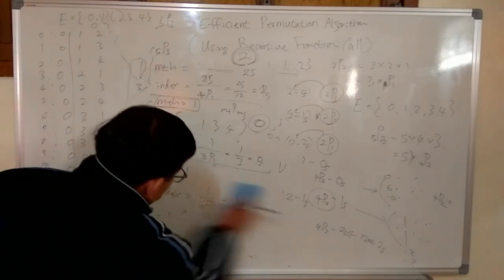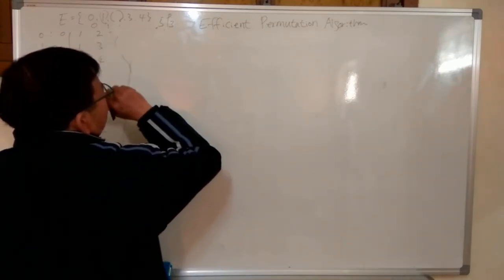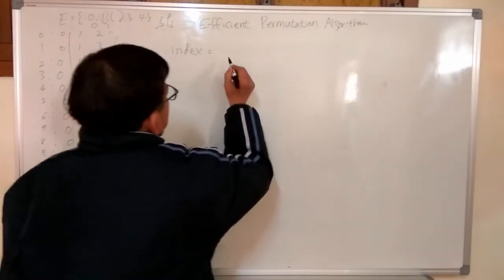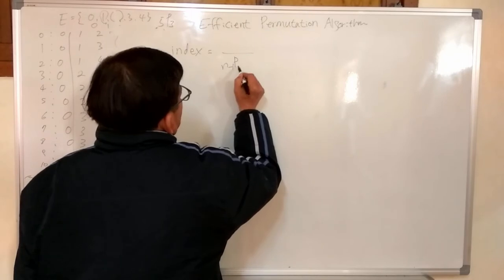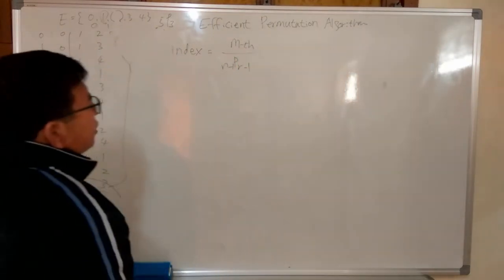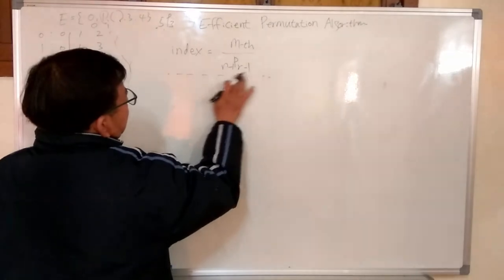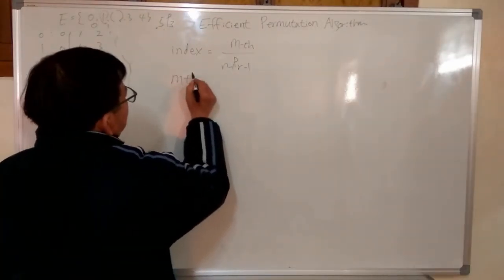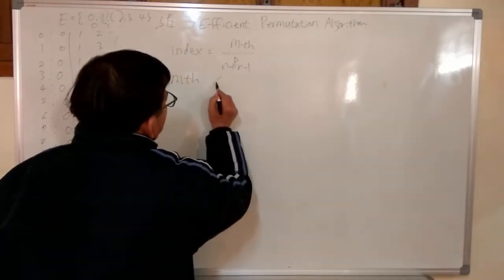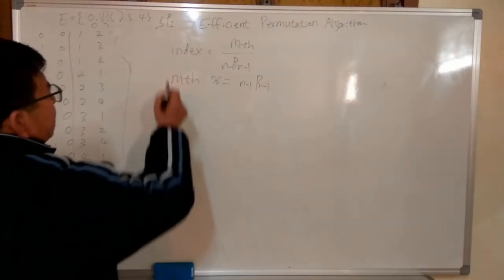So I will do it like this. We have this equation. When we are finding the index, the index is n minus 1 p r minus 1 over m's. Then we get the remainder. We compute the remainder like this: m's will be m's percent, modulo n minus 1 p r minus 1. This is the algorithm.